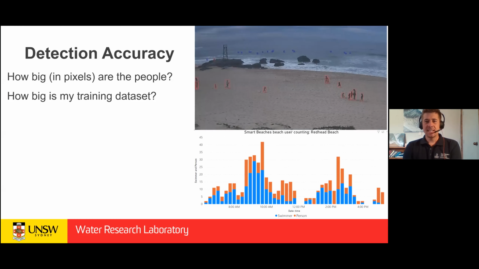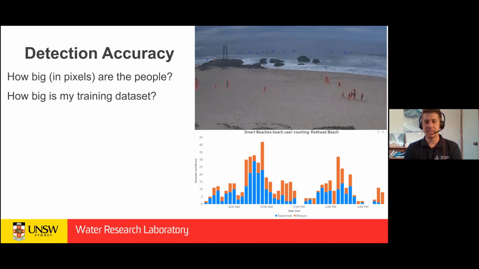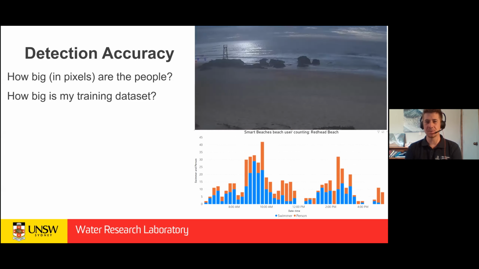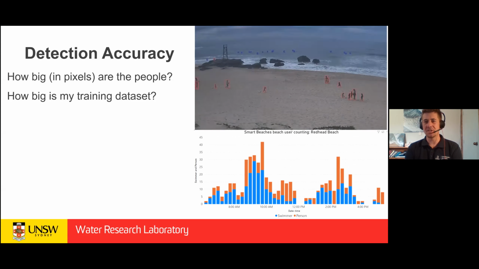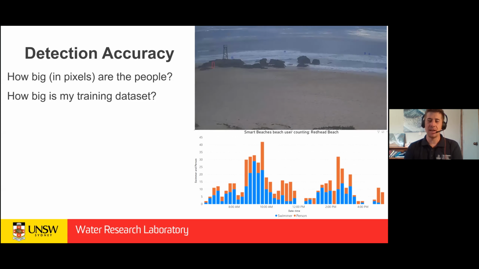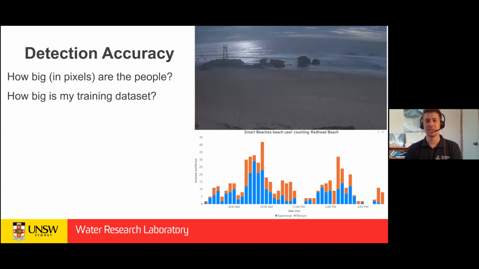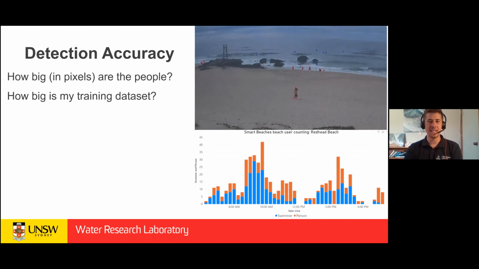So a couple of things influence detection accuracy. The first thing is how big in pixels are the things you're trying to detect. In this case, people. Obviously, if a person is only 3 pixels high, it's really difficult for a machine to detect it. And that's why we struggle to use our high-rise building cameras to detect people, because they're too small in pixels. The next thing that affects your detection accuracy is how big is my training data set.